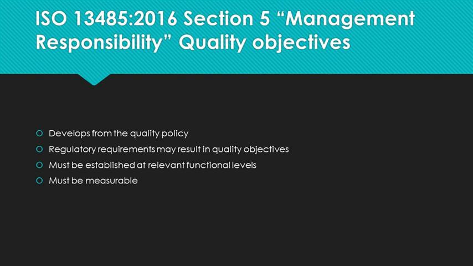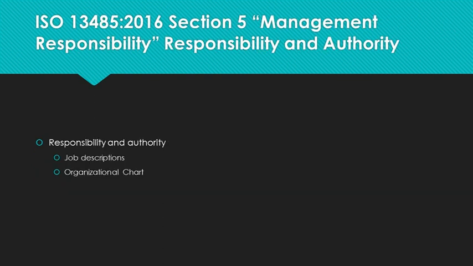Now, a common tool used to communicate performance is an intercompany news network, or postings in key areas of the facility, such as at a time clock and the break room. Top management is responsible for communicating to the employees their impact on the performance of the QMS. Management is also responsible to define the responsibility and authority for each position. This is most commonly done with job descriptions and an organizational chart.